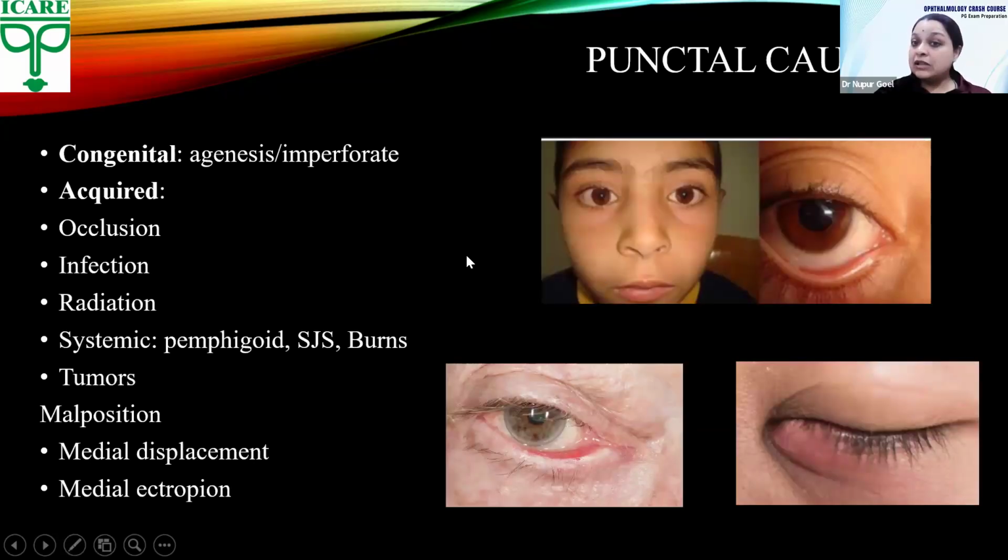Coming to the punctal causes, it could be a congenital agenesis or imperforate punctum. Acquired causes could be any occlusion, infection, radiation, or systemic causes causing punctal stenosis like pemphigoid, Stevens-Johnson syndrome, any burns, any tumors, or malposition of the punctum, which could be a medial displacement or a medial ectropion.